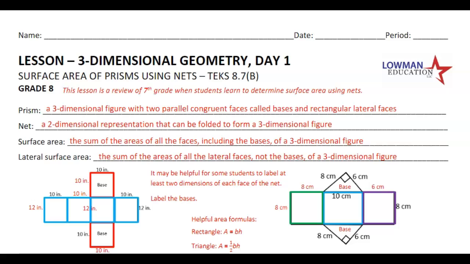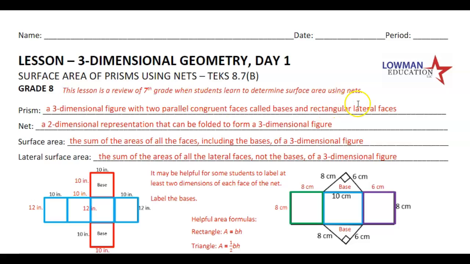A prism is a three-dimensional figure with two parallel congruent faces. Parallel means right side by side, just like parallel lines when we did the angle relationships. And congruent means that they're the same distance, the same angle measure. Same size, same shape.